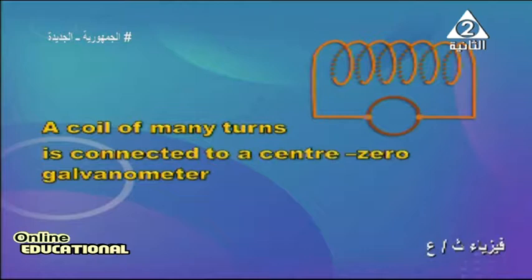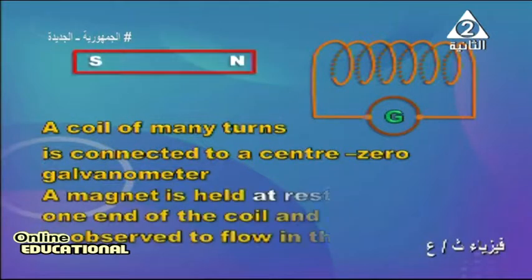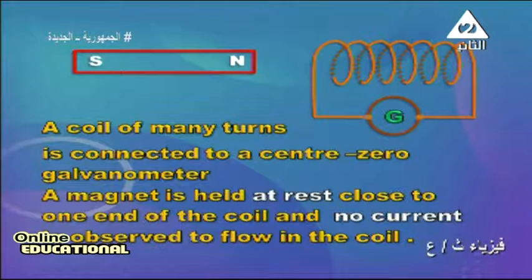Here in front of you, we've got a coil, a solenoid made of many turns, and it is connected to a center zero galvanometer. A magnet is held at rest close to one end of the coil. Your attention, please. The magnet is stationary. It produces a magnetic field, and some of the field intercepts the coil.